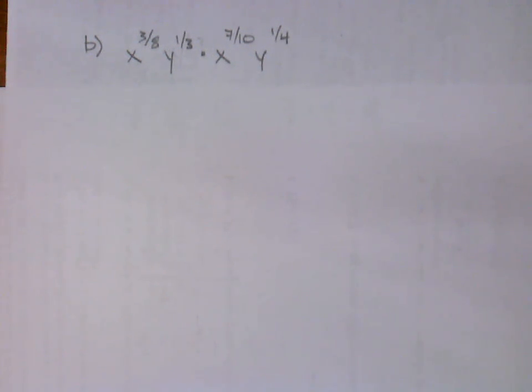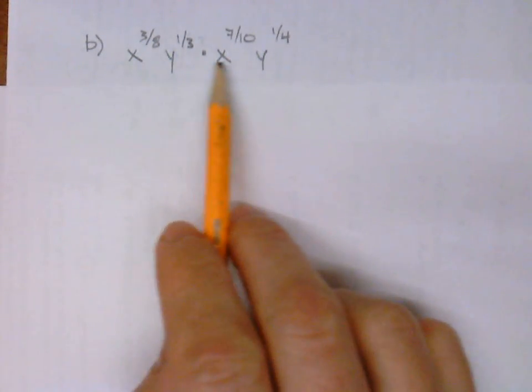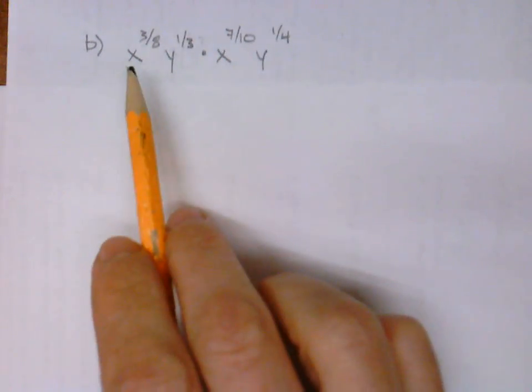Okay, everyone, hopefully you took a shot at this one. x to the 3/8, y to the 1/3, times x to the 7/10, y to the 1/4. Well, what rule do we need if we rearrange and think the x times the x and the y times the y? It's rule number one.